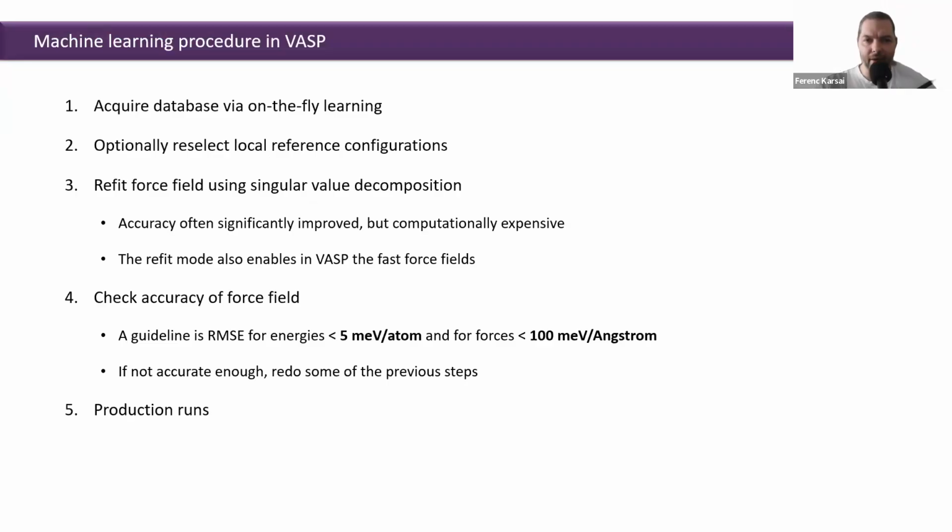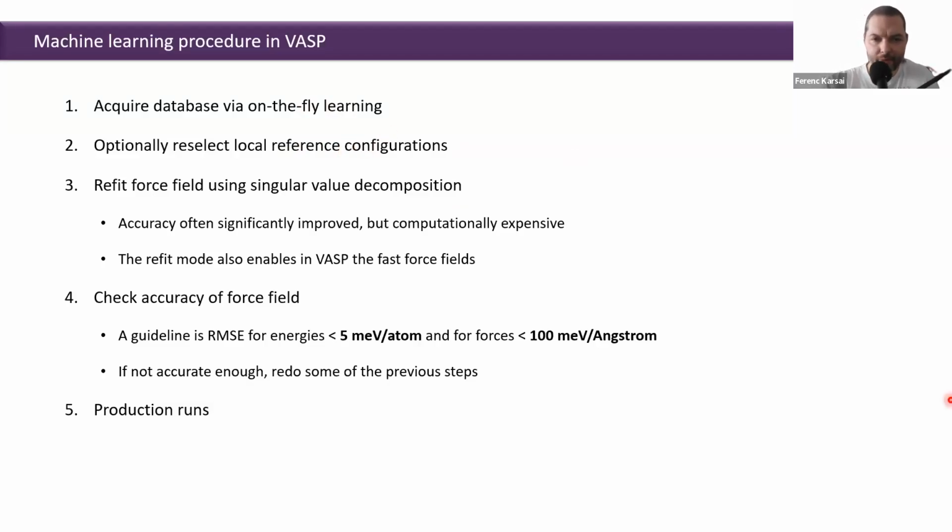So from this, I want to give you an outline of the machine learning procedure in VASP. In which order would you do a machine learning calculation? First, acquire a database via on-the-fly learning. Second, you could optionally reselect the local reference configurations. This step is the go-to step also if you get data from outside and you have no local reference configurations.